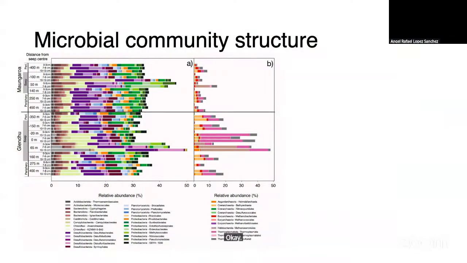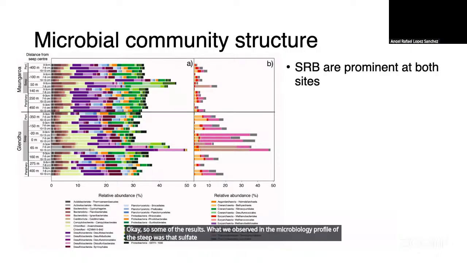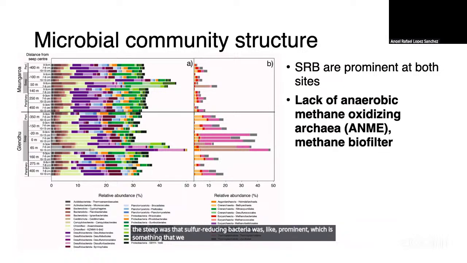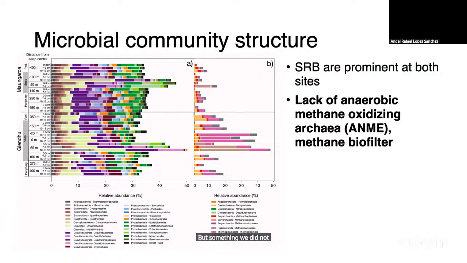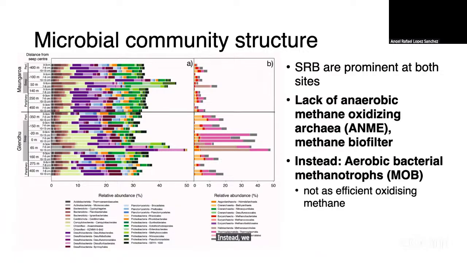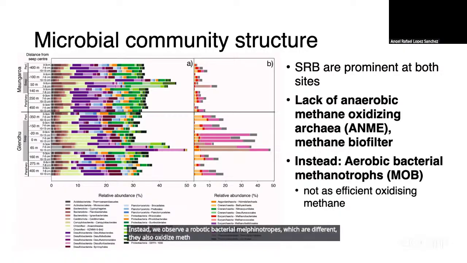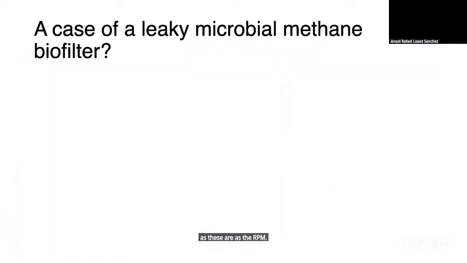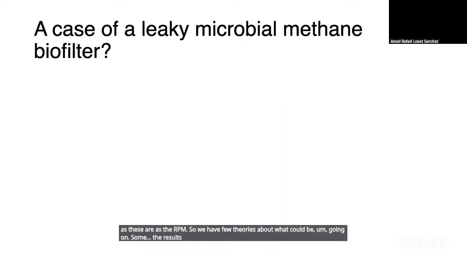Okay, so some of the results. What we observed in the microbiology profile of the seep was that sulfur-reducing bacteria were prominent, which is something that we expected. But something we did not expect at all was that we did not observe any of the archaea that are part of this methane biofilter. Instead, we observed aerobic bacterial methanotrophs, which are different. They also oxidize methane, but very differently, and they're not as efficient as the archaea. So we have a few theories about what could be going on. The results make us think that we're basically in front of a potential leaky microbial biofilter.